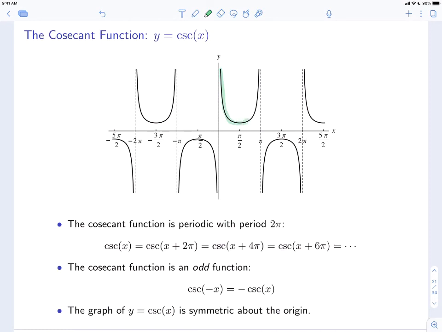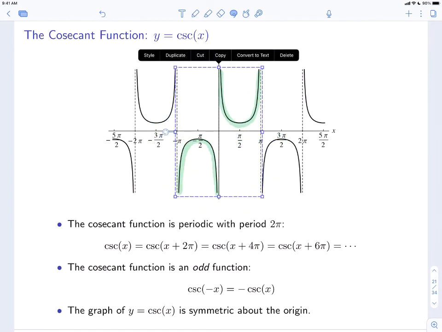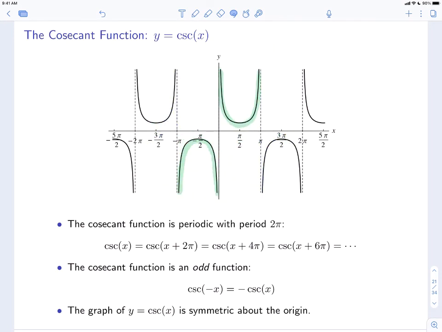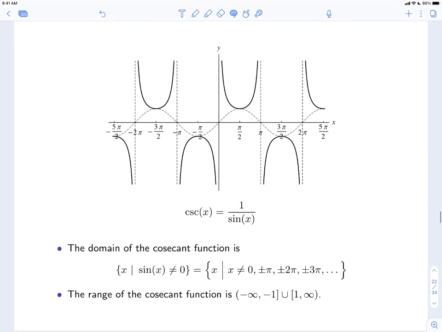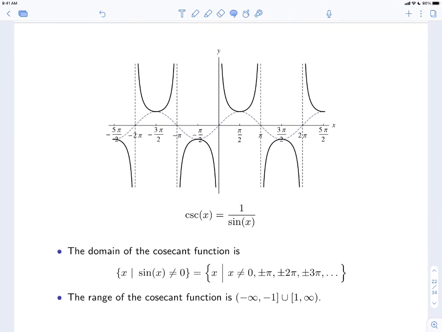Now, if I was to draw in two of these pieces here like this, and we were to rotate these about the origin, we should get the same thing. There we go. So it's symmetric about the origin. It's an odd function. Now this graph looks very similar to secant, and again it is. It's just shifted over. And you can see that it comes in two pieces.